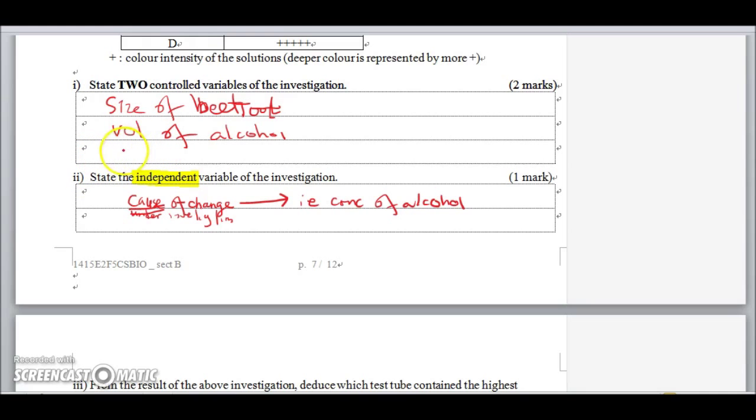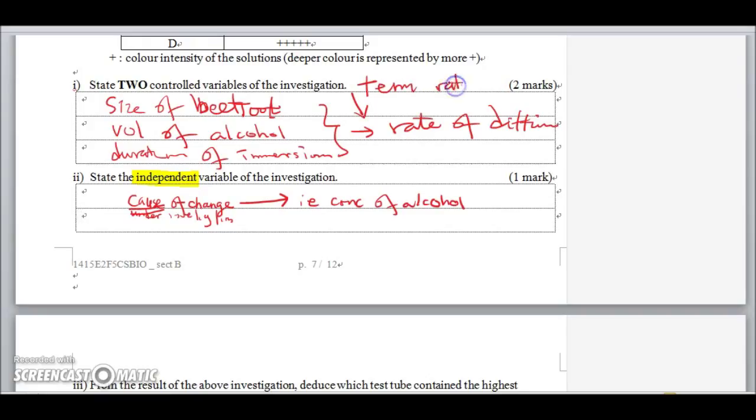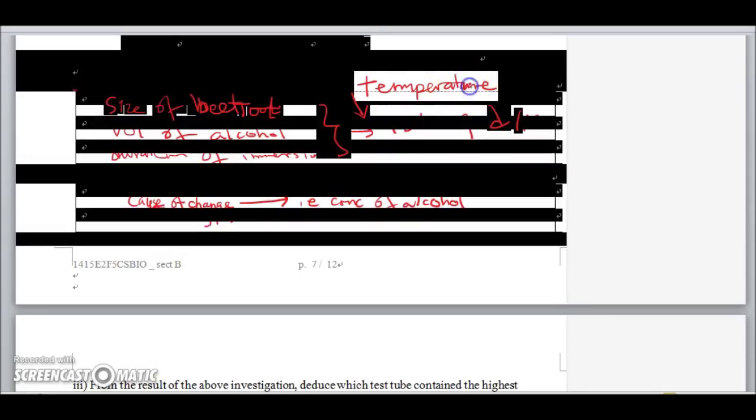And you can also mention the duration of immersion. That is how much time you keep the tissue in the alcohol. All these will affect the rate of diffusion. And of course, some of you also mentioned temperature. Temperature is also a possible factor that will affect it. So temperature.